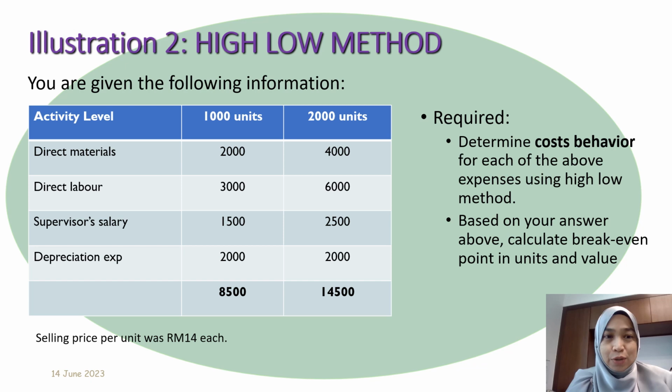Okay, now we will try illustration 2. So this illustration will explain how to do the high-low method in order to calculate variable cost and also fixed cost when you have mixed cost. Okay, after you calculate variable cost and fixed cost, then only you can identify the break-even point for the product.